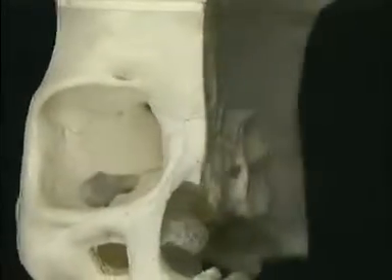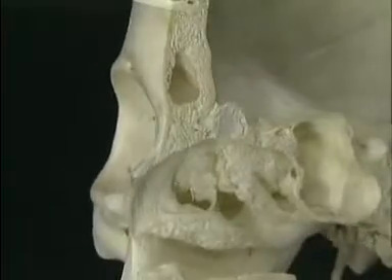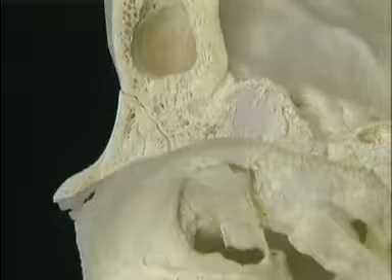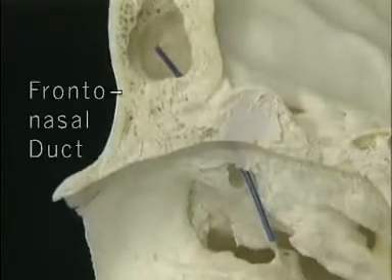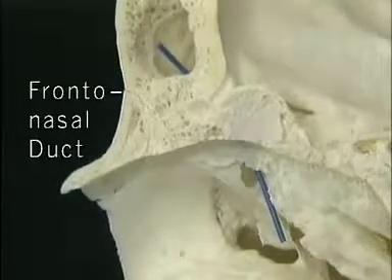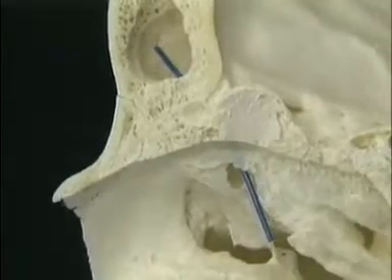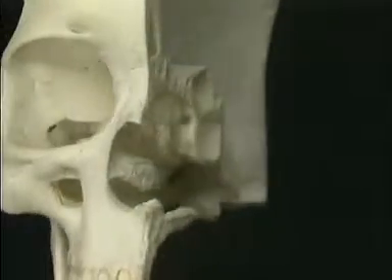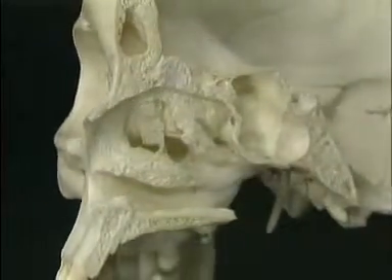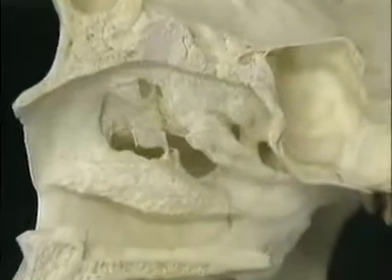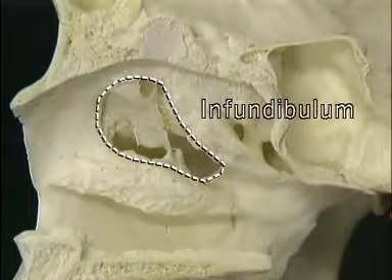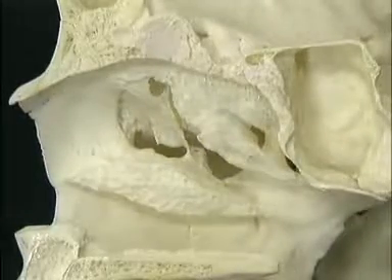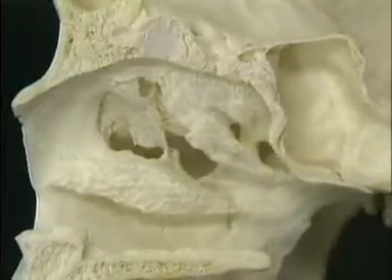The frontal sinus opens into the nasal cavity by way of a narrow passage, the frontonasal duct. The frontonasal duct starts above the uncinate process and runs upward and forward to reach the frontal sinus. The frontal and maxillary sinuses open into the nasal cavity, not directly, but into a narrow side chamber located here, called the infundibulum. The infundibulum isn't apparent in a bony specimen. We'll see it when we look at the soft tissues.